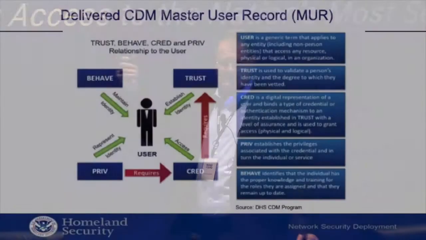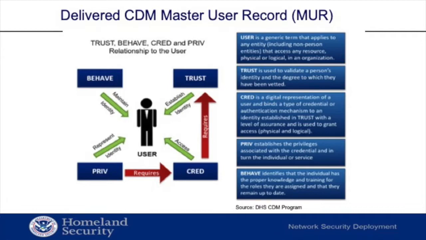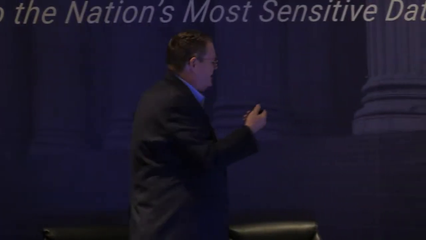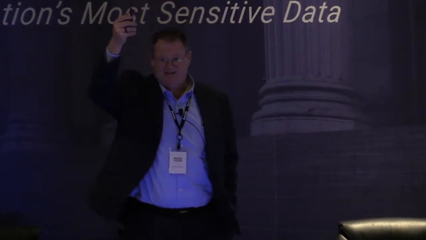And what that master user record consists of is the key elements that I'm managing: BEHAVE, TRUST, PRIV, and CRED. And you'll see there's a relationship here, and it's a logical relationship. So if I'm going to give somebody a PIV card, a CRED, I need to make sure I can trust that guy, right? I need to make sure he had some suitability done, because that's what we require to get a PIV card. And if I'm going to give him privileges as an administrator, I also want to make sure that he's using that card, because I need to make sure that he has that trust. So it's this chain of trust that I have.